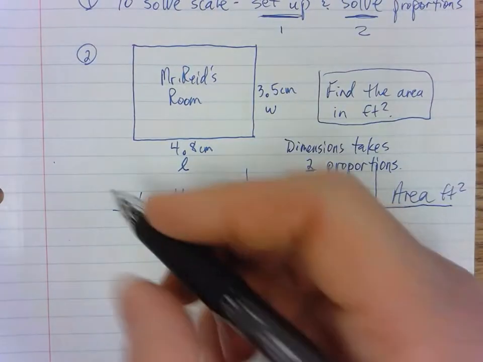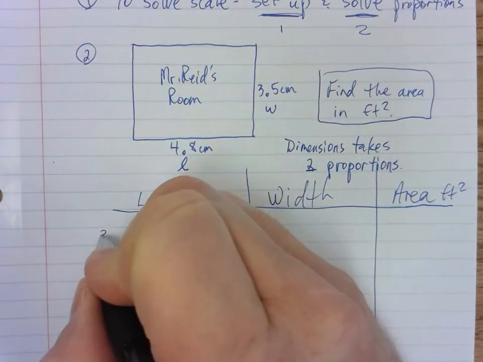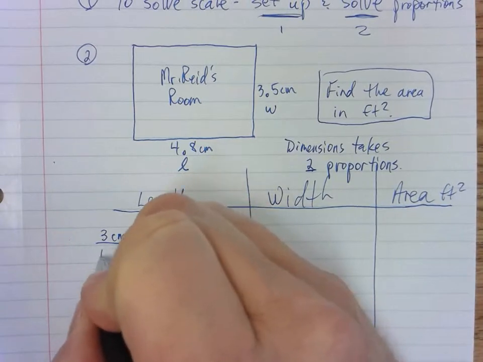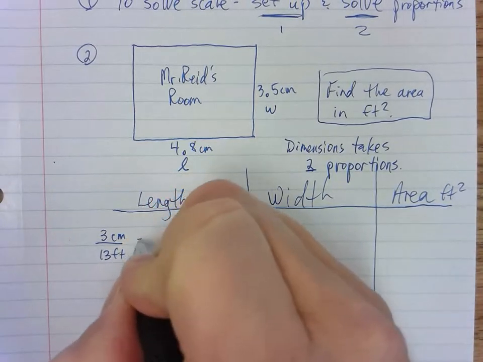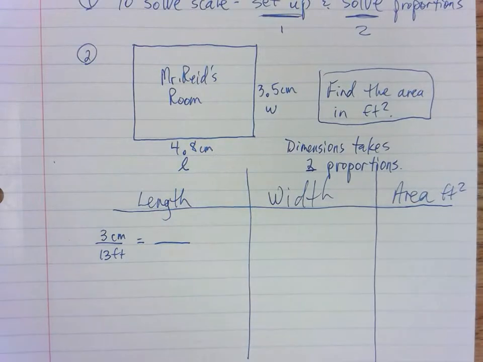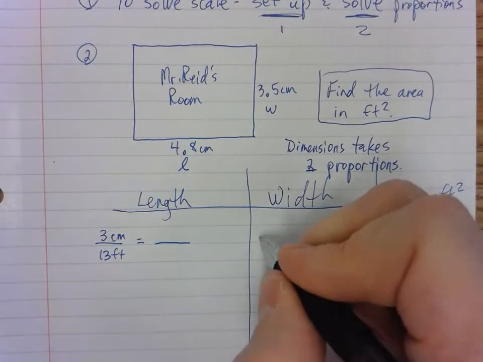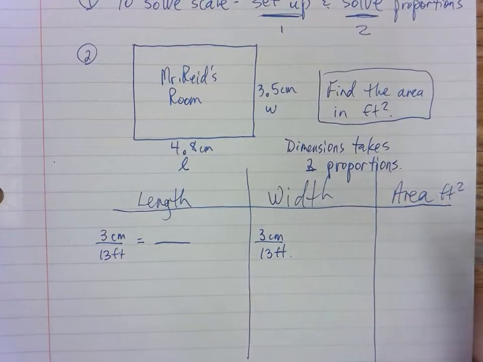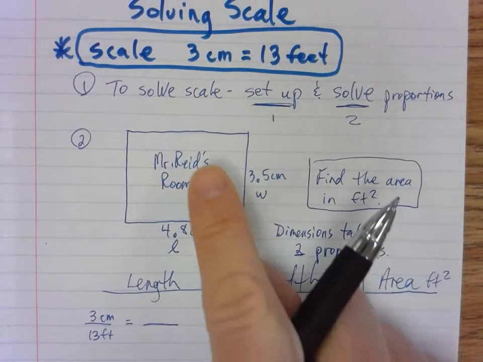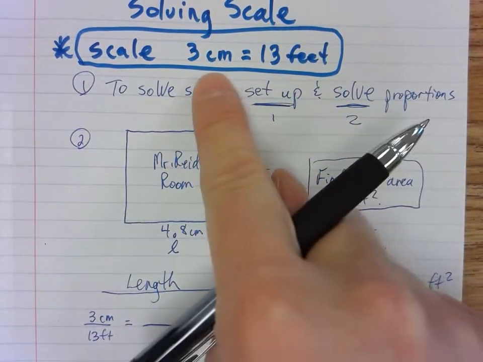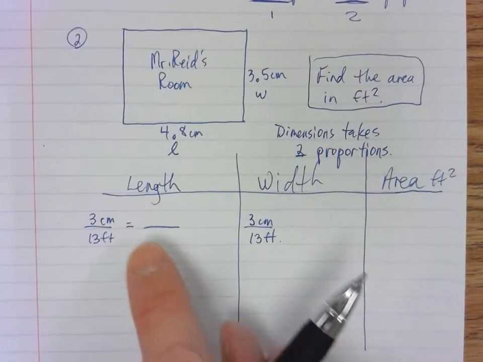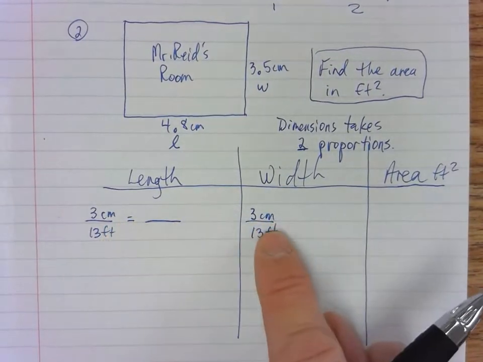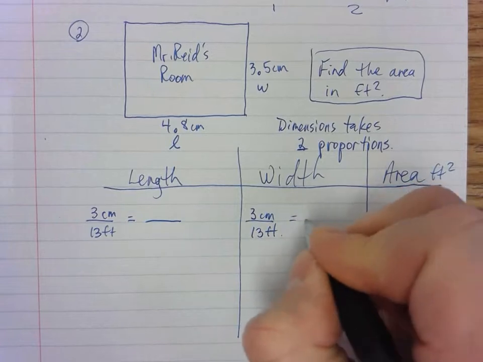Take the scale, which is 3 centimeters over 13 feet, and also put it over here, 3 centimeters over 13 feet. Again, I had that written up here at the top of the paper. The scale we're using on this is 3 centimeters equals 13 feet. So I'm going to write it as a little ratio right there.